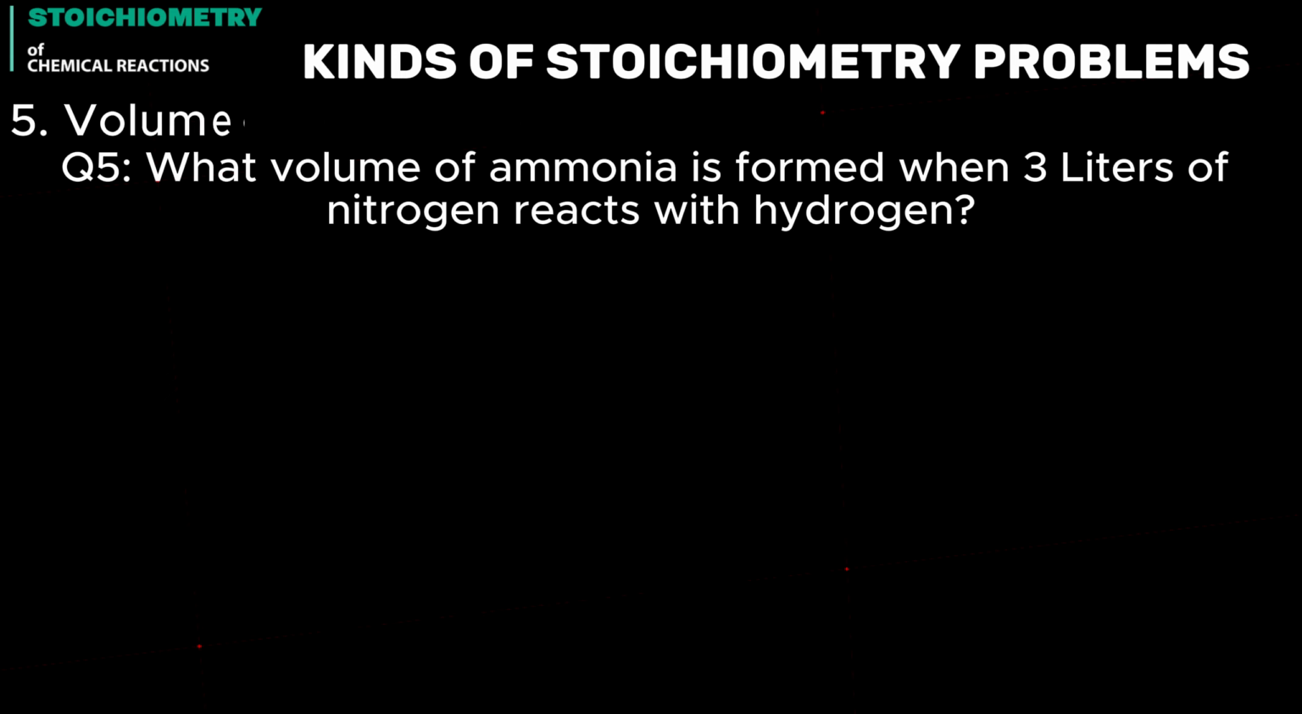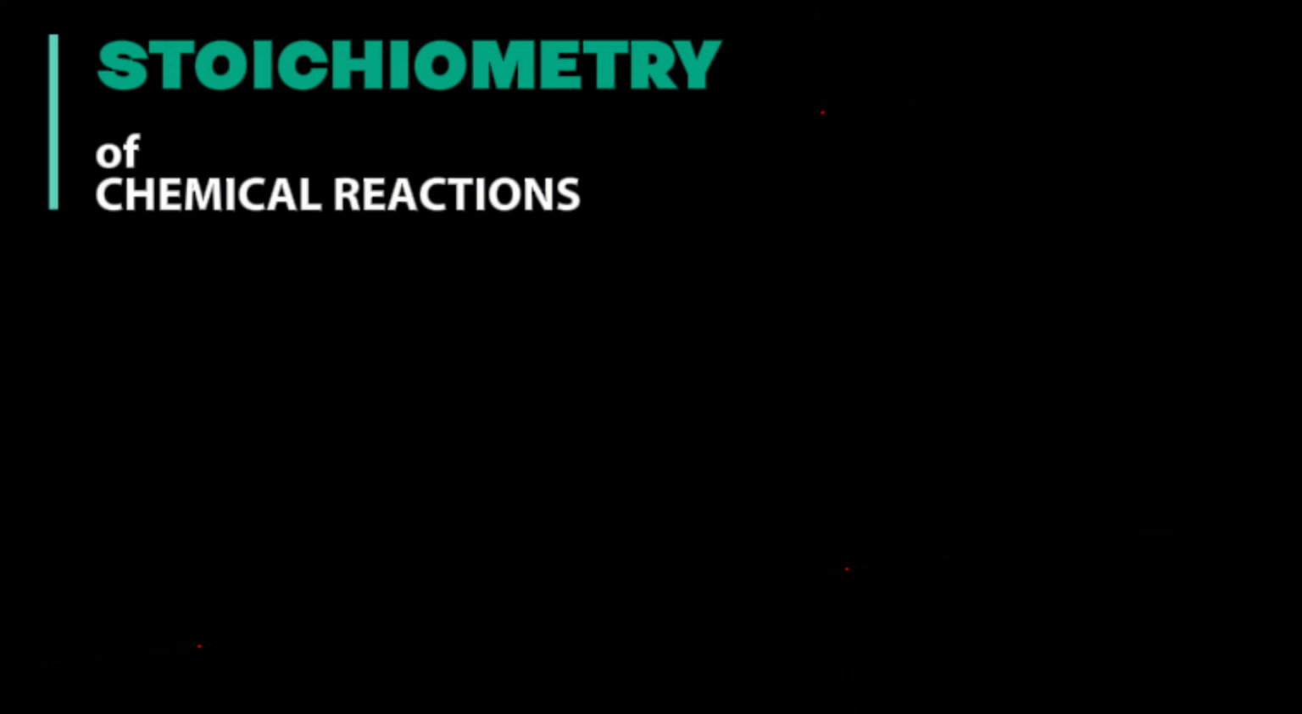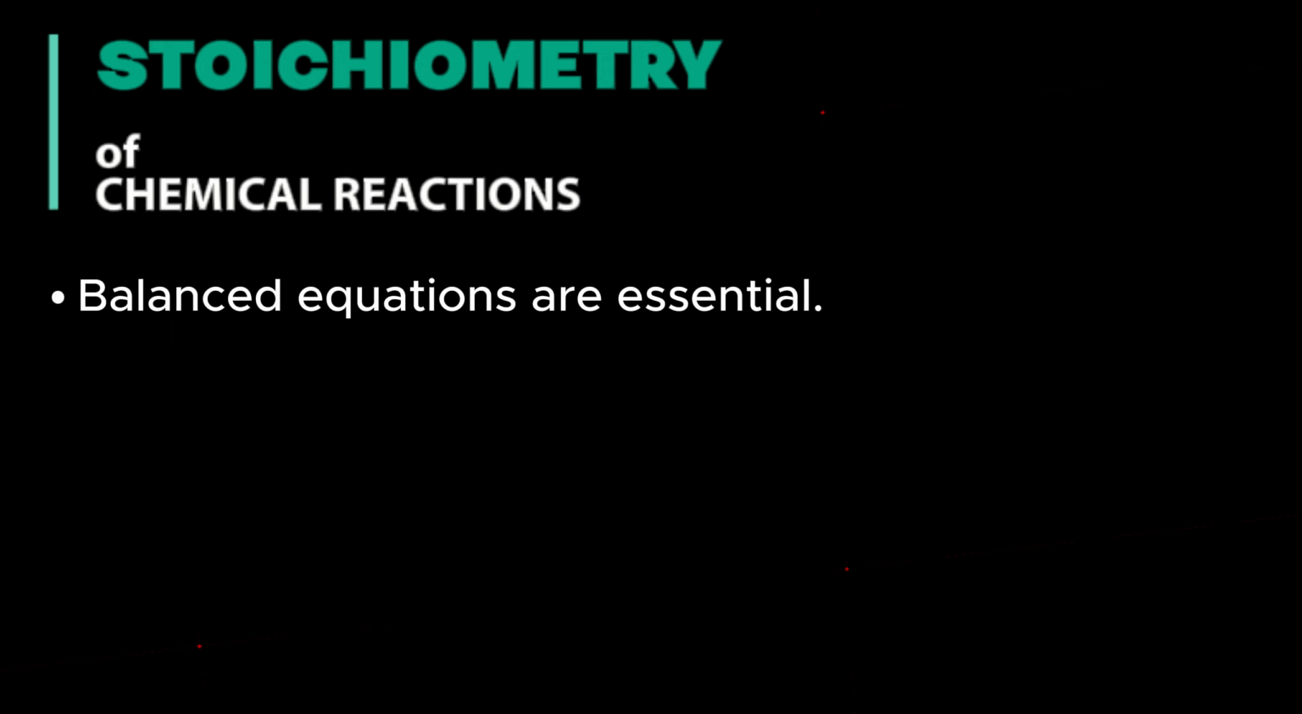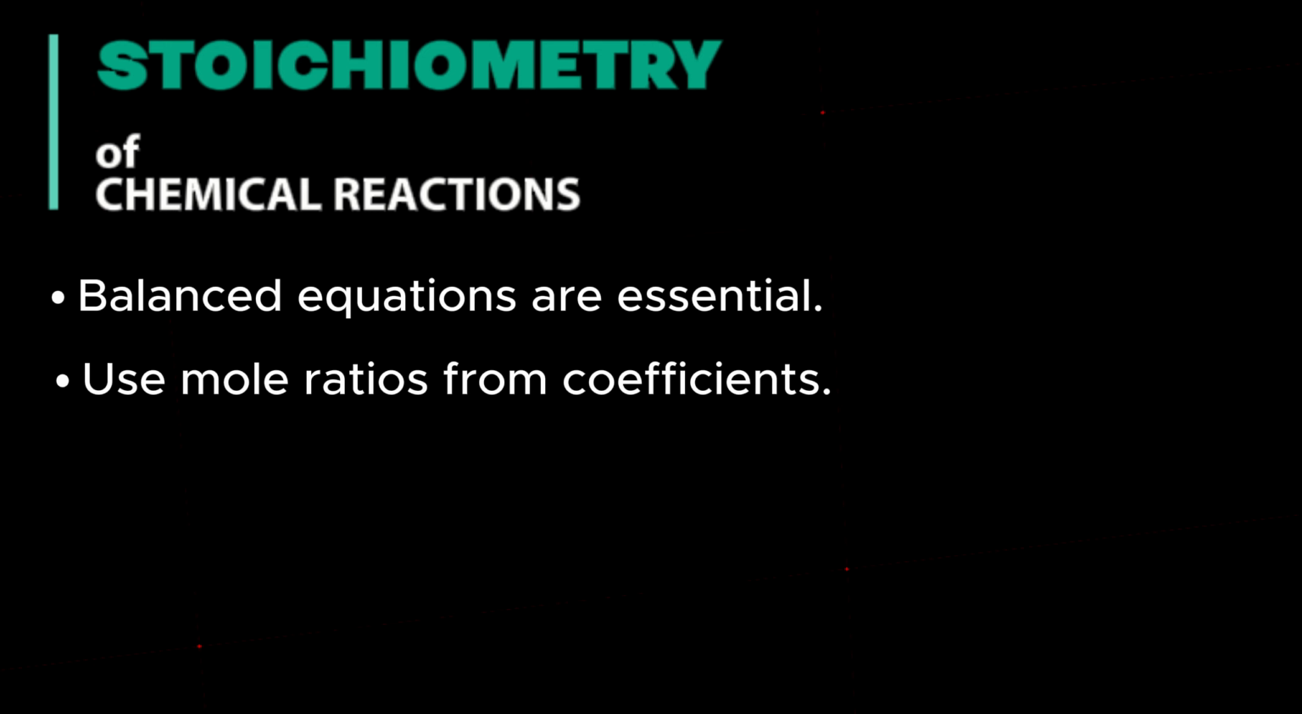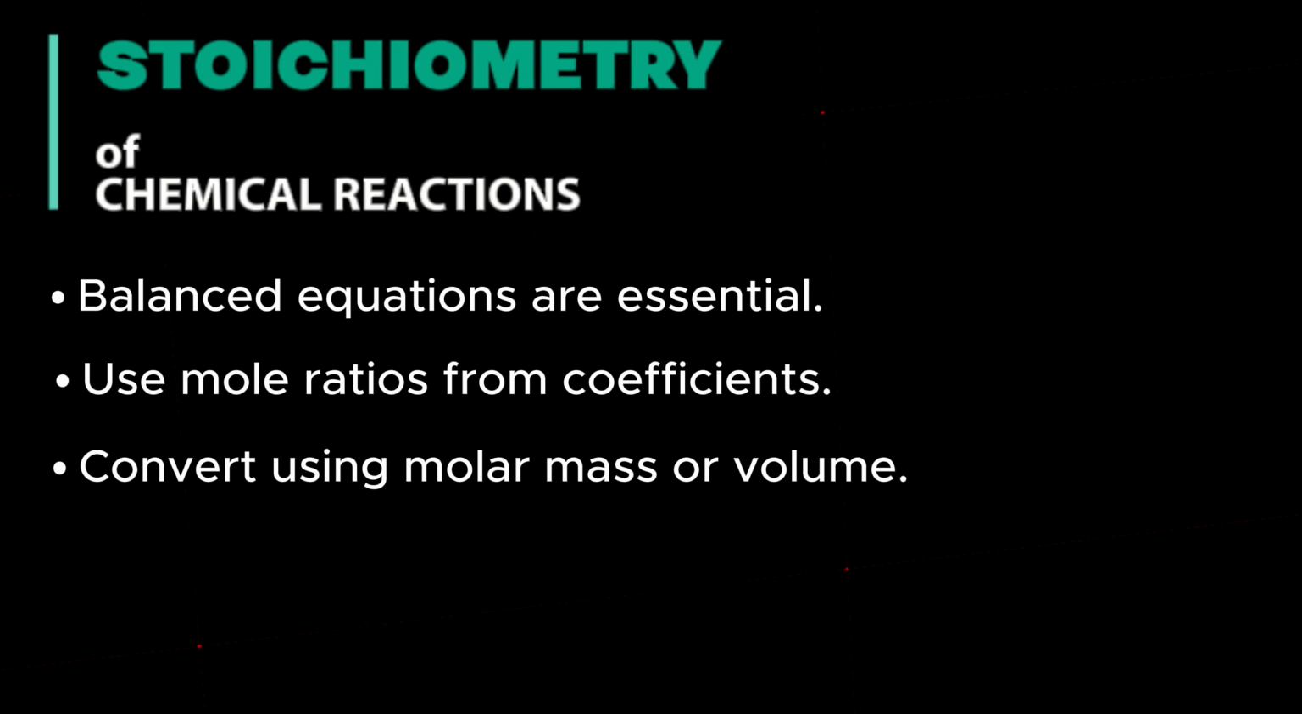So today we have gone through a very important lesson on the stoichiometry of reactions. You have to take note of these key points. Number 1, make sure that you have a balanced equation. Very essential. Number 2, use mole ratios from the coefficients. Number 3, you convert using molar mass or the volume.